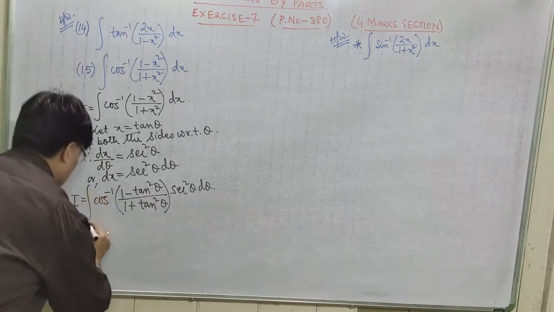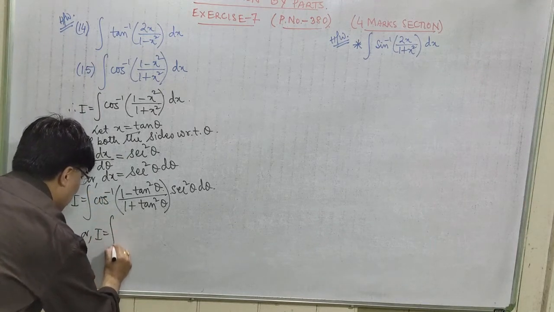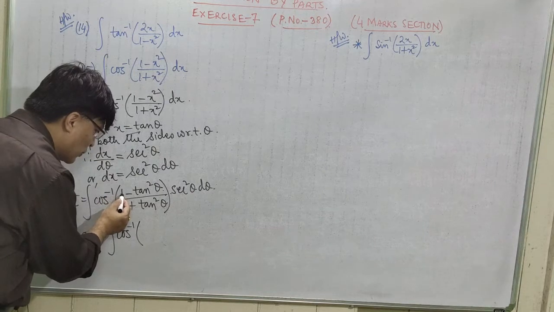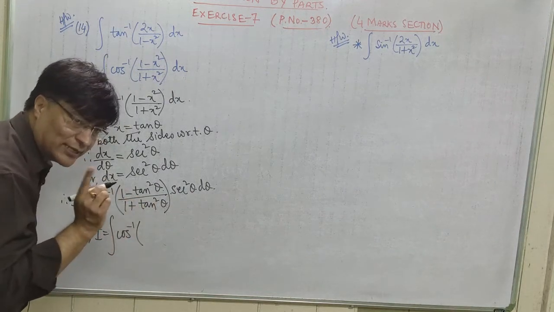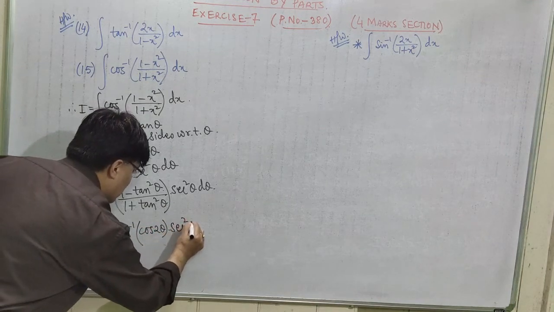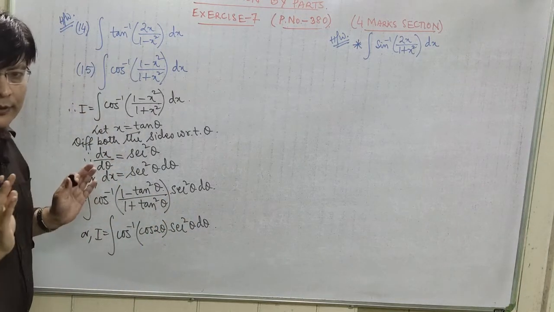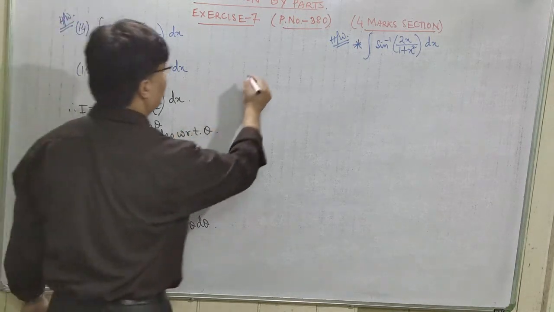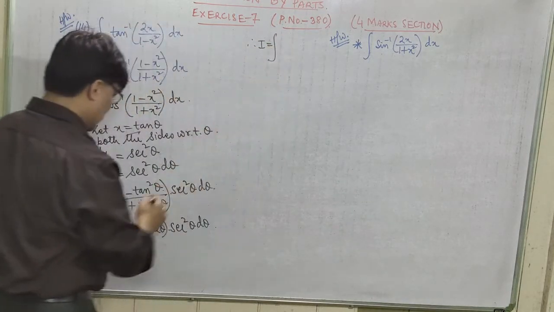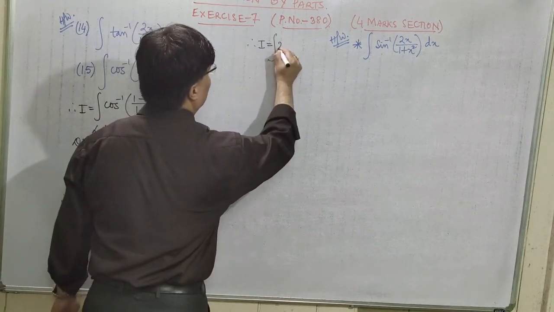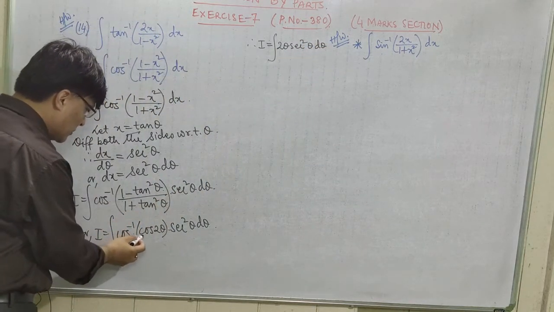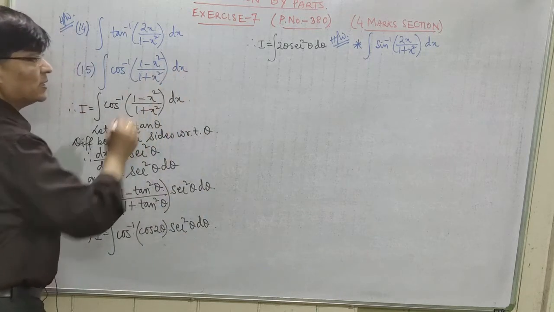Okay. So next, I is equal to integration of cos inverse within bracket. The formula for this (1 minus tan square theta) upon (1 plus tan square theta), you know that it is cos 2 theta. This is the formula for cos 2 theta, into sec square theta d theta. So I hope you have understood it. So let us simplify it further. Therefore, what is I now? This is integration of, you know that, what is cos inverse cos 2 theta? It is 2 theta. Then there is sec square theta d theta.